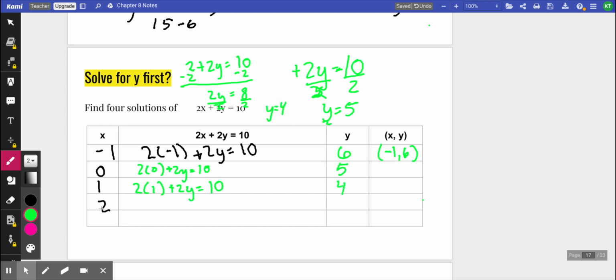So hopefully we can guess, right? When we just went up by 1 there, this should be 3. So that gives me 0, 5, 1, 4, and 2, 3 as solutions of that equation, 2x plus 2y equals 10, right? And there's a bunch more, right? You could say x is 10, figure out what y would be.